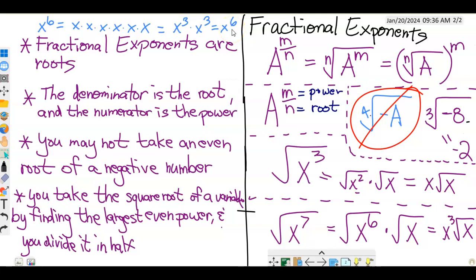So there you go, young people. This is how fractional exponents work on our basic Algebra 1 level. And I hope you found this video helpful, and I will see you in the next one.